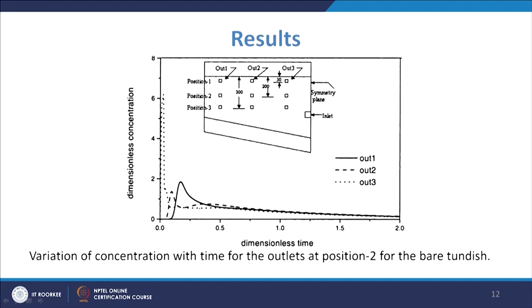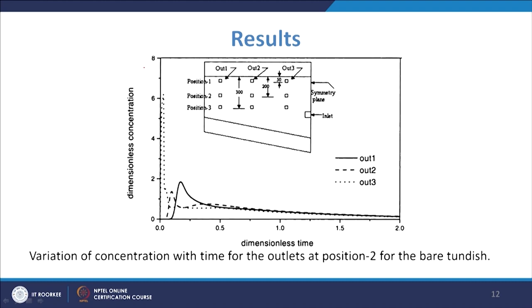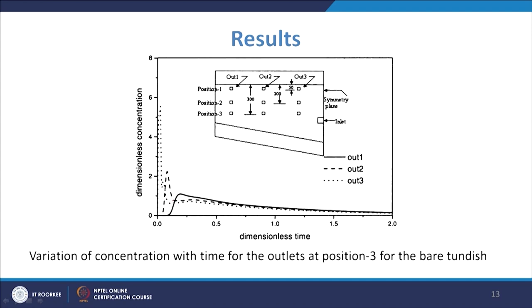If you change the outlet position somewhat away from the wall, you see that the earlier peak, which was 8 because it was close to the wall, has come down to close to 6. And then this is your C curve for the other 2 outlets, which looks like this. If you further change towards the inlet plane, you see that it is even smaller.